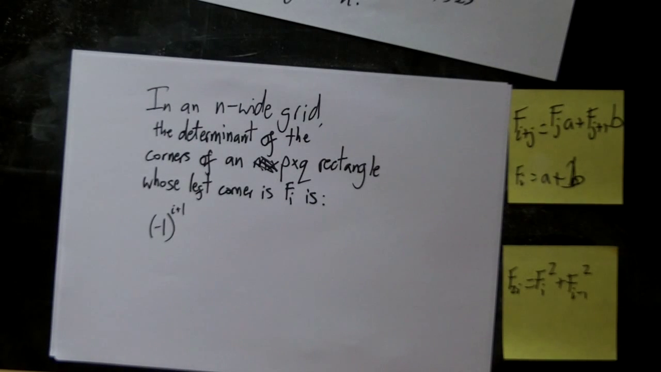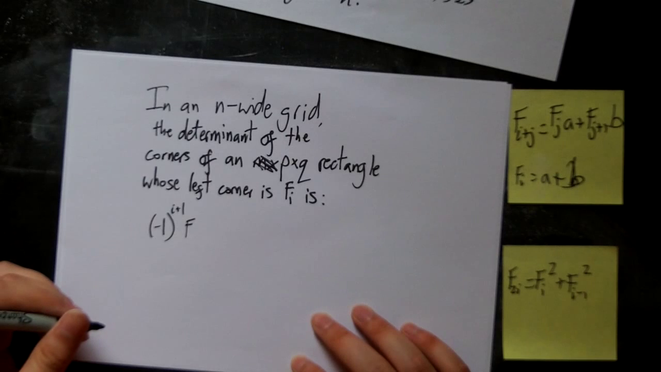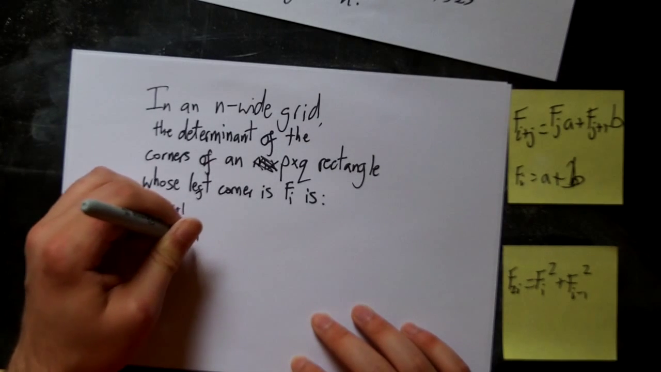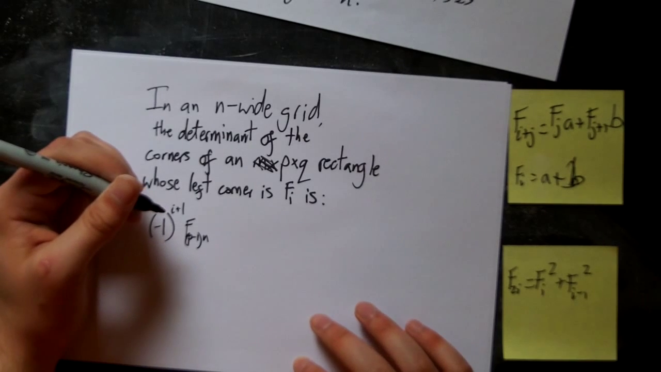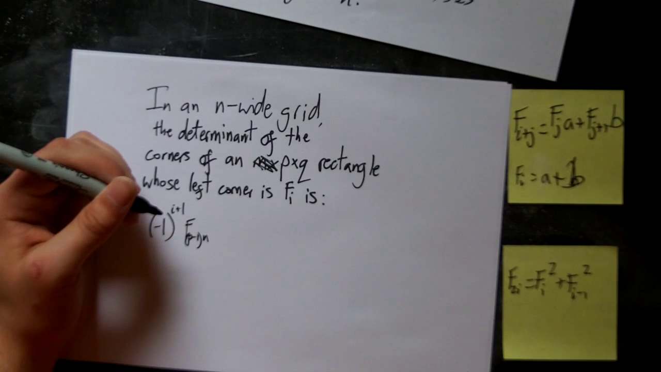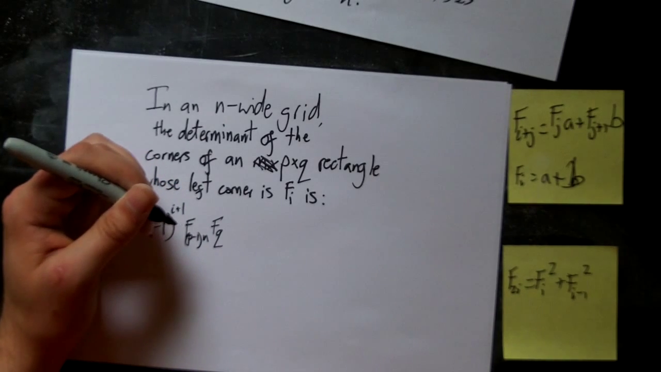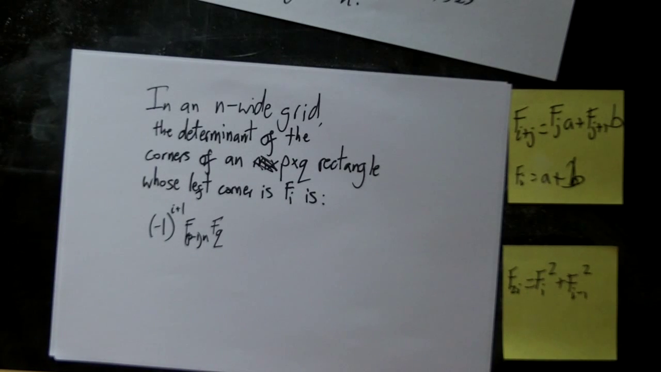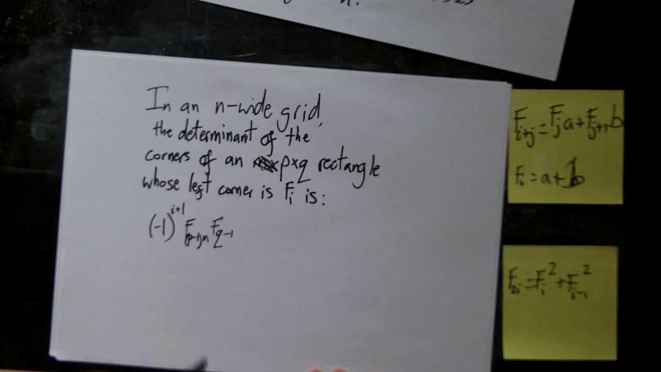This entire thing, if anything, encapsulates why picking between 0 and 1 to start lists is just fraught with problems. So multiplied by F, how many rows have we got? P. So p minus 1 times, where does q come into it? Ah, so times F q. If it's two wide, it's F1. If it's three wide, it's F2. So q minus 1. Okay. So minus 1 to the i plus 1 times F p minus 1 times F q minus 1.